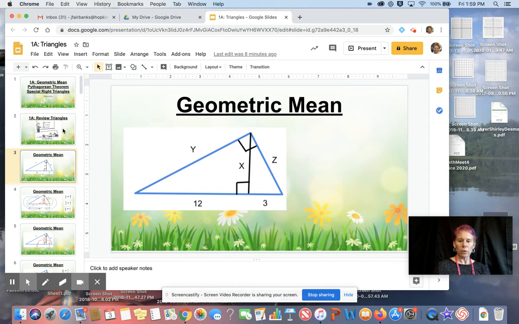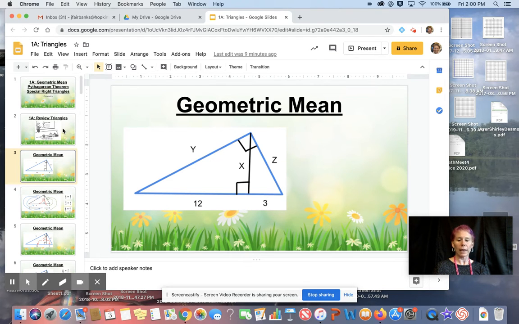We're going to start with geometric mean because that was the first thing that we learned. So just a reminder that the geometric mean works with right triangles when you draw the altitude within them. So you can see I have those right angles showing that. X, Y, and Z are all the geometric means in this picture, and the parts of the hypotenuse are 3 and 12. So therefore, I would know my whole hypotenuse would be 15.